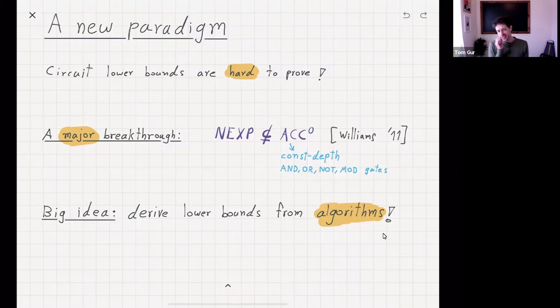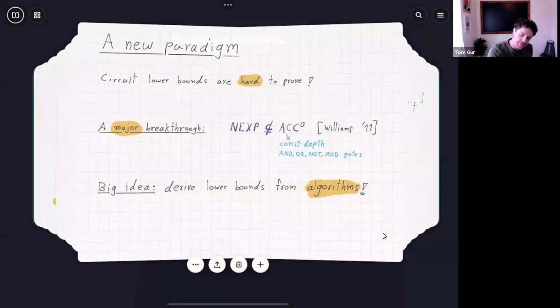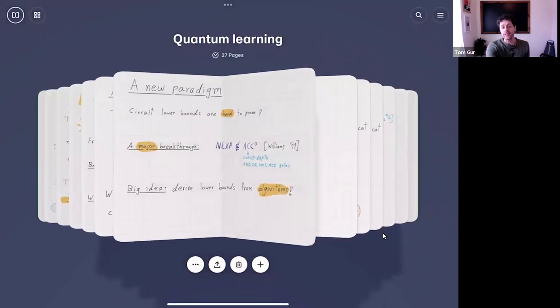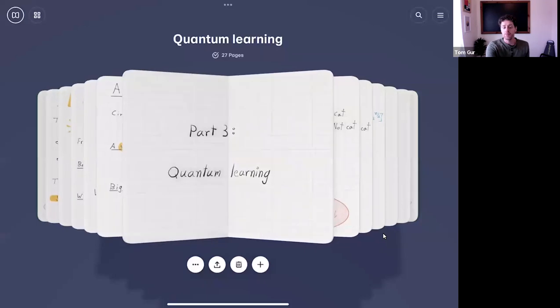But something in addition to this major breakthrough, there was a new paradigm, a really interesting one, which is this big idea that we can use positive results. We can build algorithms in order to derive circuit lower bounds. That's going to be the focus of what we do, and we'll do this for a specific type of algorithms, which are quantum learning algorithms.